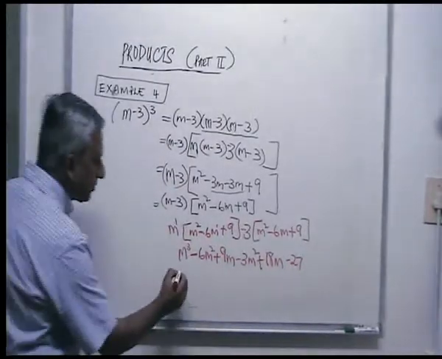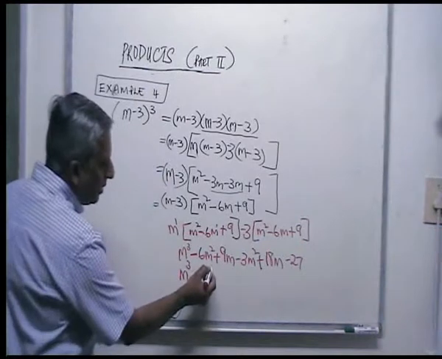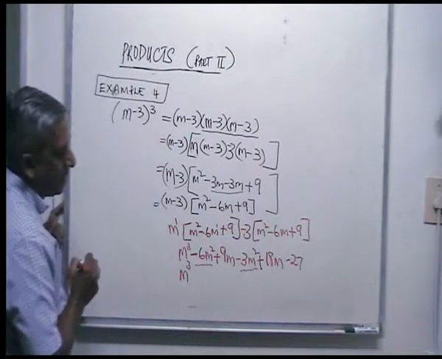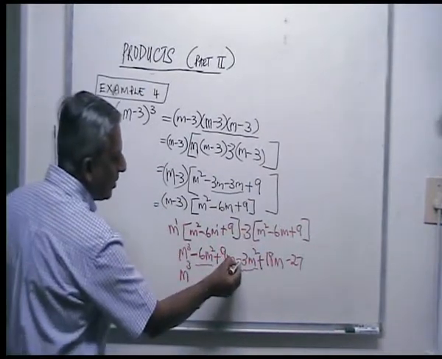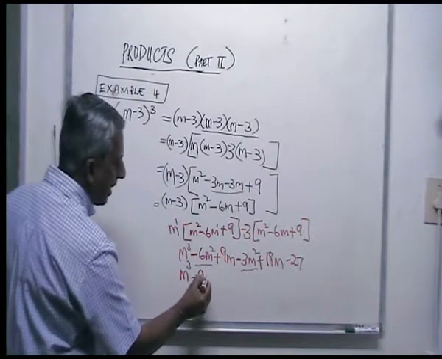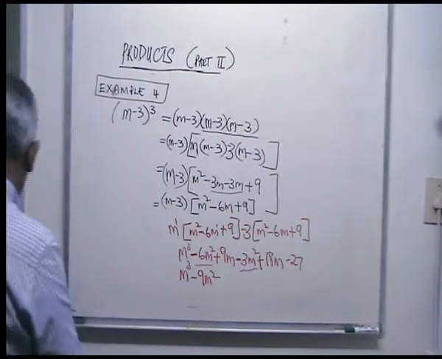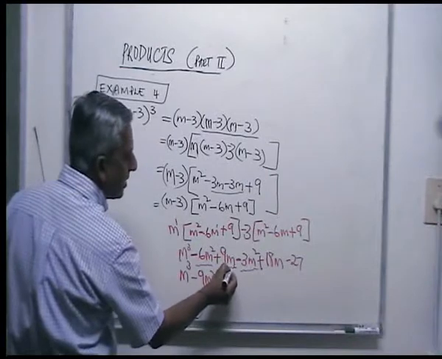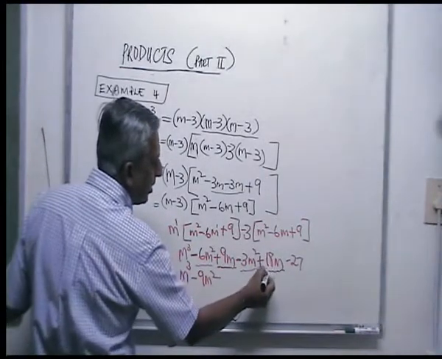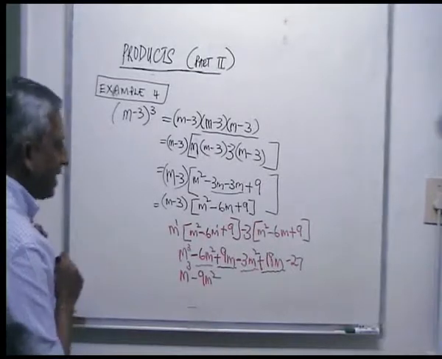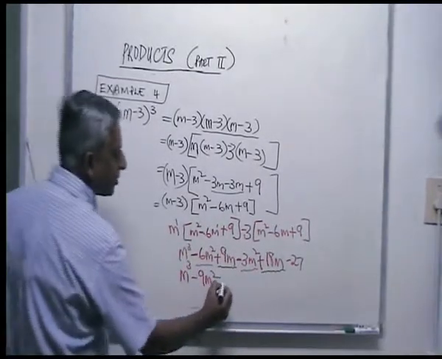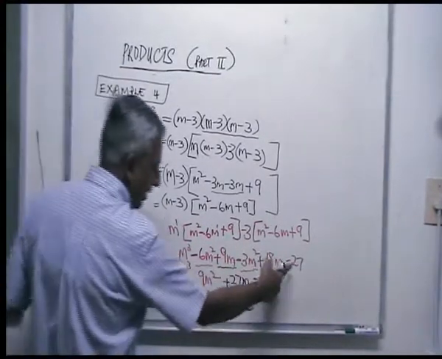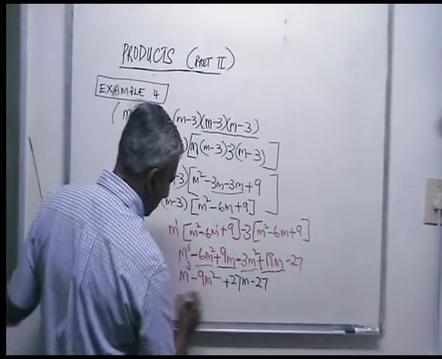And now if you look carefully, you've got m cubed here, you've got m squared here, and you've got m squared here. Can you see that? So minus 6 and minus 3 are going to be added up. You get minus 9m squared. And then if you look carefully again, you've got plus 9m and you've got plus 18m. So those are like terms and those two can be added. So you get plus 27m. And finally what's left is minus 27.